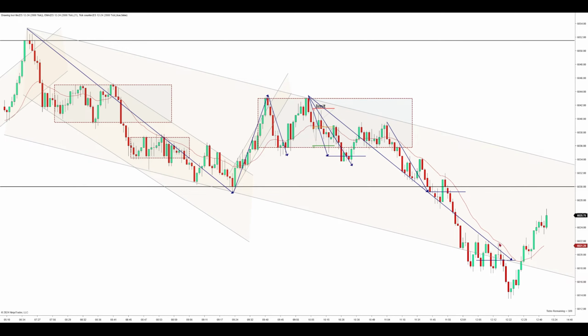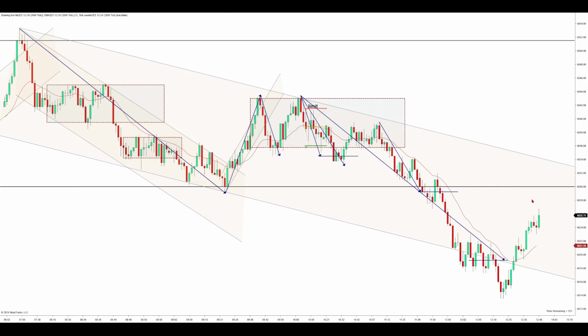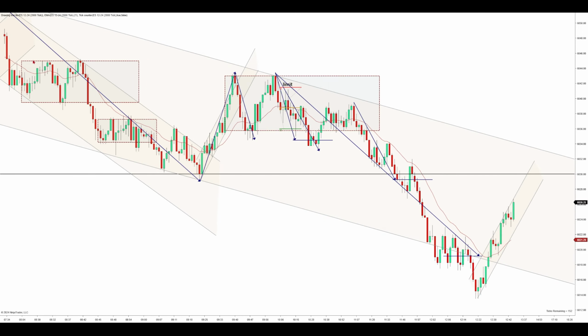But price ends up just chopping around, pushes lower, and now we're getting a clear push on higher. And so we could still get that failed second entry. We're going into this channel right here. Let me just draw that up. And then let me get an arrow here. So there's still potential for a long here.